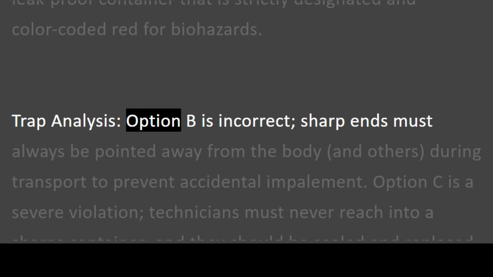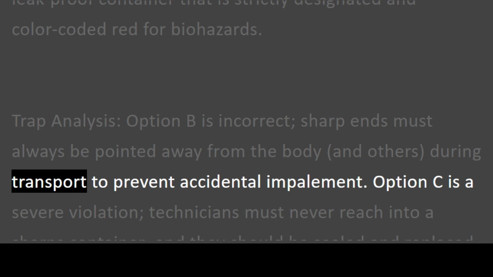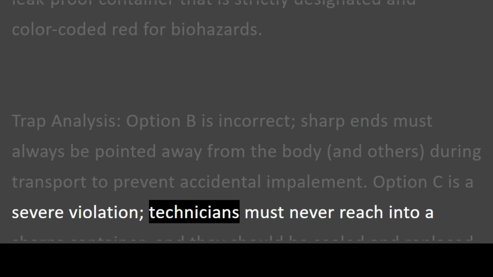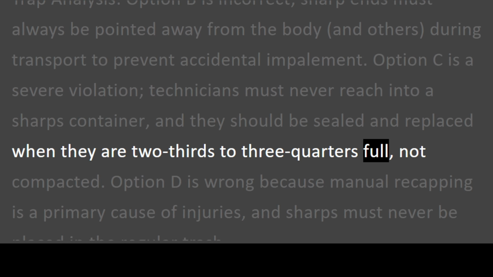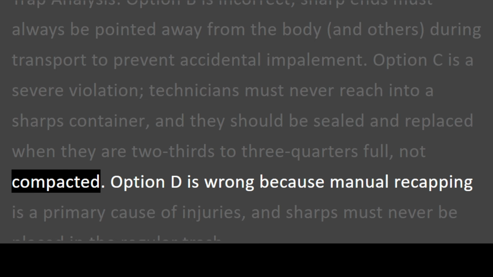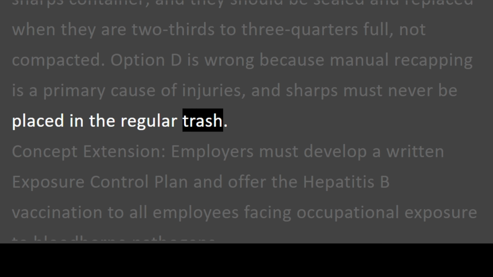Trap analysis. Option B is incorrect. Sharp ends must always be pointed away from the body, and others, during transport to prevent accidental impalement. Option C is a severe violation. Technicians must never reach into a sharps container, and they should be sealed and replaced when they are 2/3 to 3/4 full, not compacted. Option D is wrong because manual recapping is a primary cause of injuries, and sharps must never be placed in the regular trash.